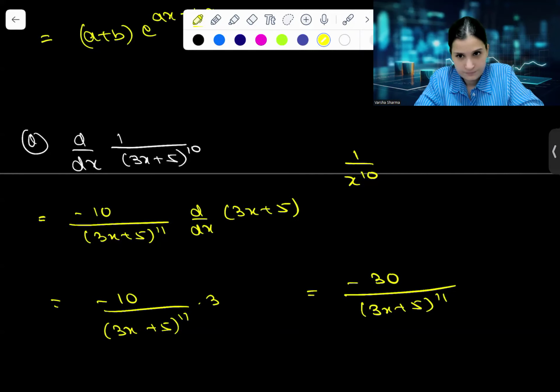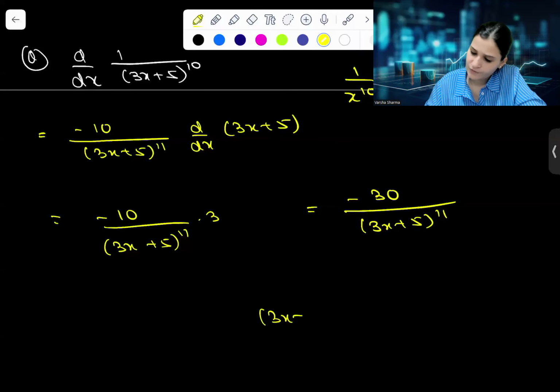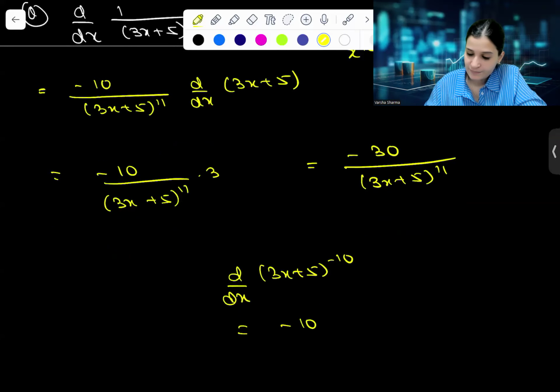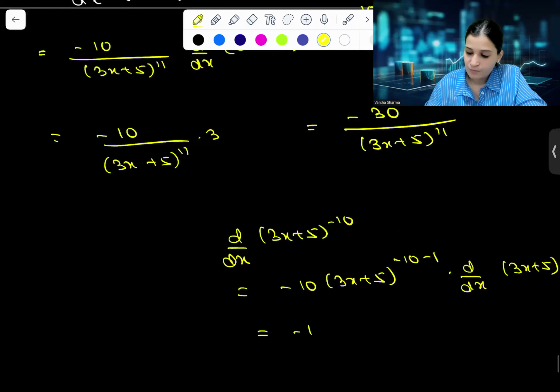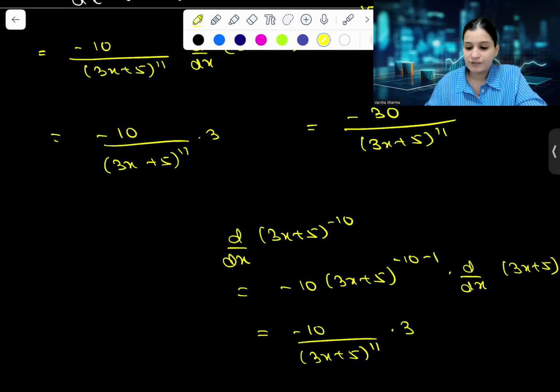Clear? Ma'am, doubt. What if we take (3x plus 5) power 10 to the numerator? It will become power minus 10, and we can use the x to the power n formula. Absolutely, no problem. We bring it to the numerator. So minus 10 into (3x plus 5) to the power minus 10 minus 1, and then differentiation of 3x plus 5. So minus 10 upon (3x plus 5) to the power 11, into 3. Same answer.